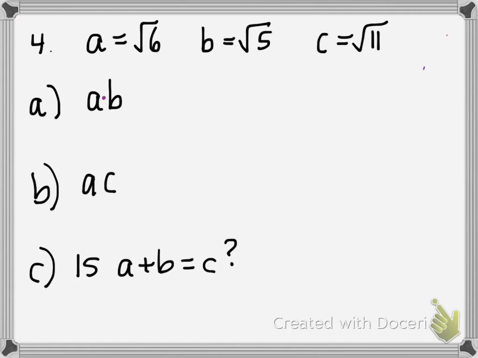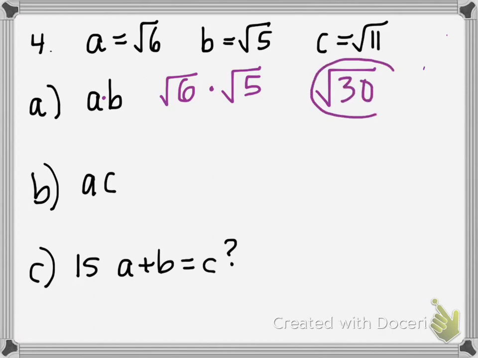So let's substitute. A is root 6, and B is the square root of 5. So all I'm doing is plugging in root 6 for A and root 5 for B. If I have to multiply two roots, I use one root symbol, and what goes on the inside? The product of the radicands, 6 times 5, which is 30. The square root of 30 cannot be simplified because 30 does not have any pairs.